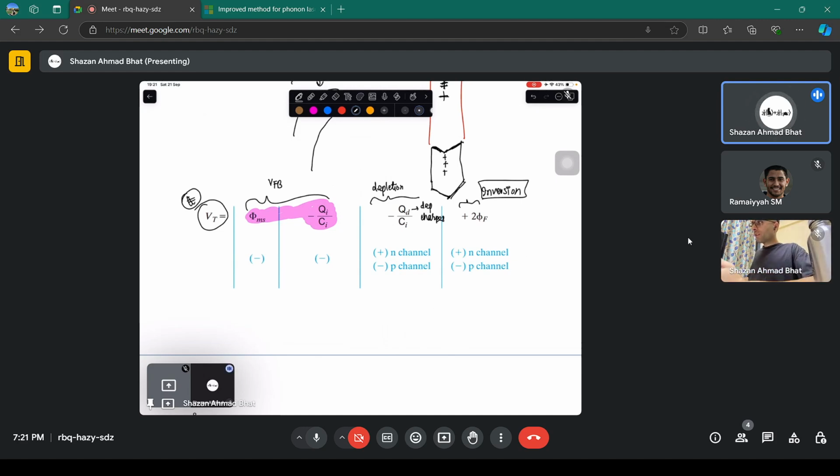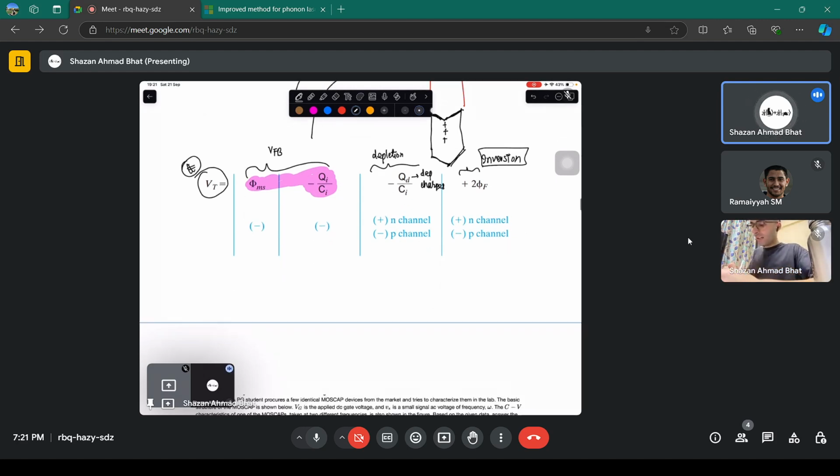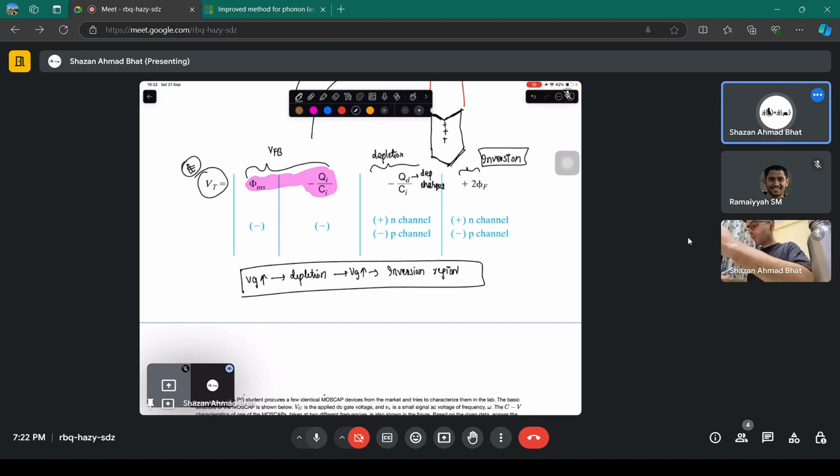Threshold voltage. To reach the threshold voltage, you first have to make the bands flat. After making the bands flat, as you increase the gate voltage again, you go into the depletion region. You increase the gate voltage further, you go into the inversion region. That is the overall picture of how you go from flat band to depletion to inversion region.